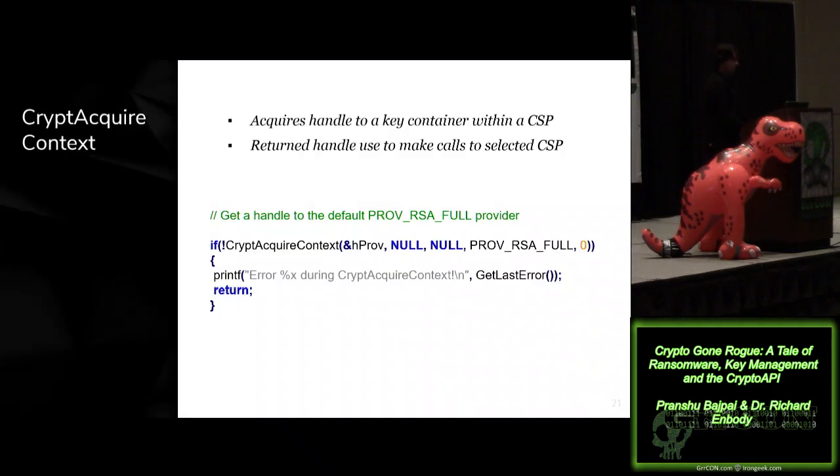So let's take a look at this. It acquires a handle to a key container within a CSP, and the returned handle can be used to make calls to the CSP. This C++ code example is taken straight from the Microsoft documentation, which shows how to use this function. Basically, you provide the address where the handle will be stored as the first parameter, and then you also specify which CSP you want to use. The other parameter you see in there is PROV_RSA_FULL, and that's one of the CSPs that this ransomware is trying to use. So you can specify the CSP you want to use, and you can specify where the handle to the CSP is going to be, and so then you have acquired a handle to the CSP, and you can now talk to the CSP.